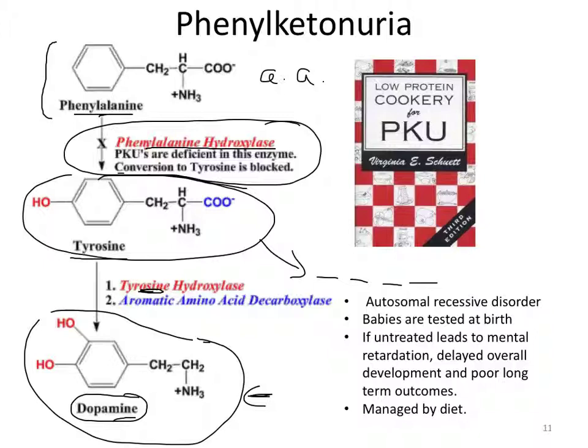The fact that you can manage this by diet, and the way to do that is low protein, a diet that has no phenylalanine. No phenylalanine essentially whatsoever in it. If you don't consume phenylalanine, then you don't experience PKU as a disease, and you can develop somewhat normally.